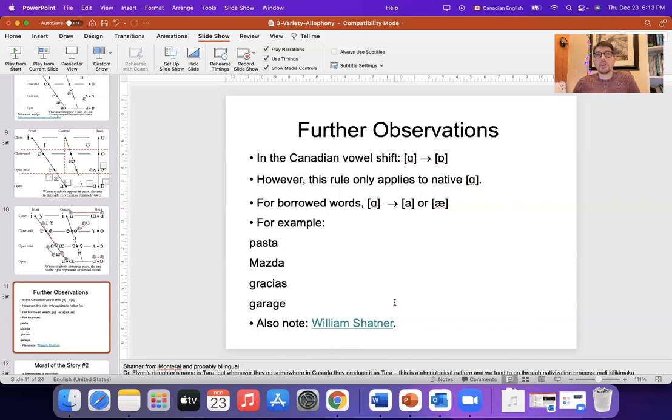Dr. Darren Flynn, our professor at the University of Calgary, you probably know him. He has a daughter whose name is Tara, and I think they named her Tara, but when they go to some Canadians, they usually produce her as Tara. So it's just the nativization process that's going on. The nativization process is actually quite common.